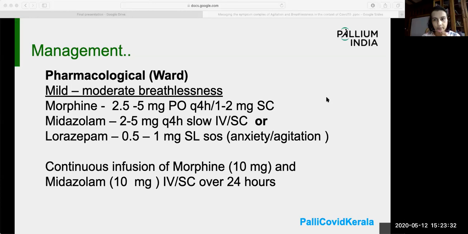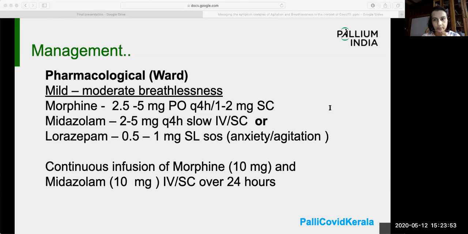And as I mentioned, midazolam can be given. It's very short acting, and lorazepam, unlike midazolam, has got a longer duration of action. Now, I'm not sure how many of you are familiar with the use of morphine for breathlessness, but I'll just explain to you in a bit more detail why we are doing that.